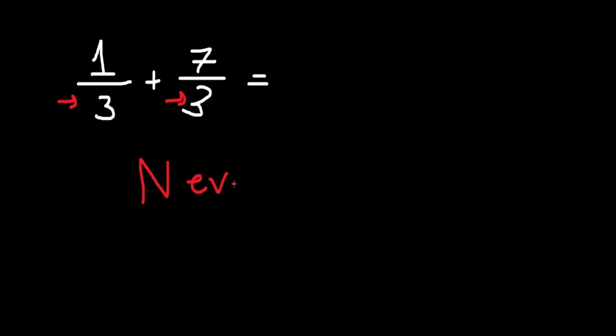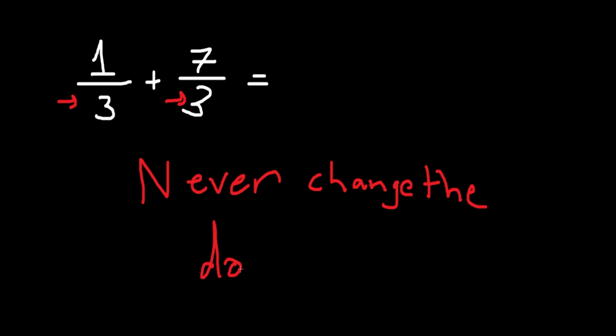When we add fractions whose denominators are the same. So let's say I have 1/3 plus 7/3. Now you'll notice that here the denominators are exactly the same. So whenever we are adding fractions with the same denominators, we never change the denominator. And I will spell denominator correctly. Denominator. So that's if they are the same.